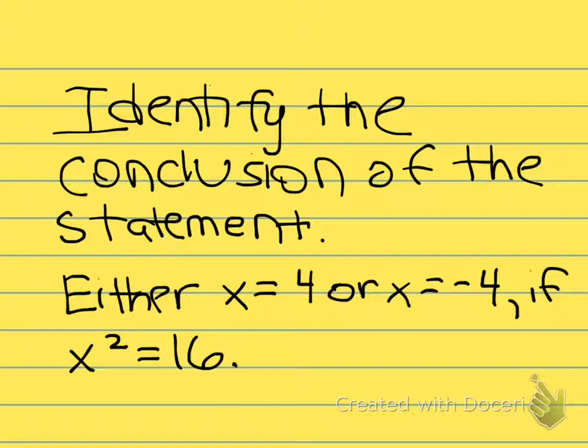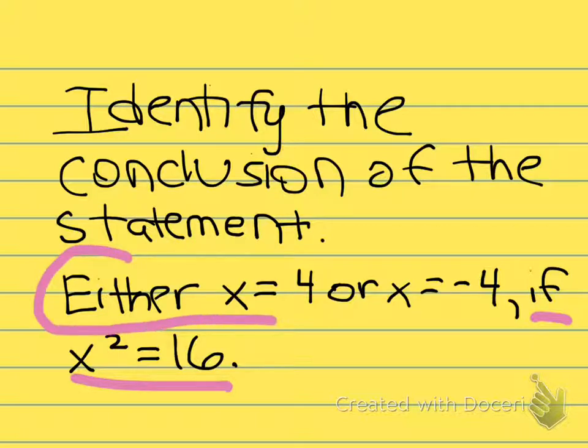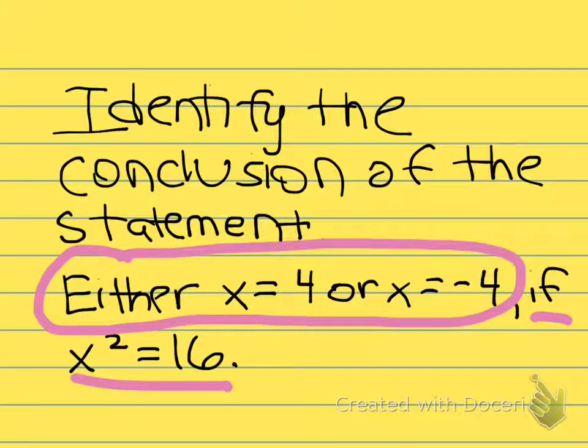Now we're asked to identify the conclusion of the statement. So think about an if-then statement. If you have an if-then statement, the if part is the hypothesis and the then part is the conclusion. Here we have an if part, so we're assuming that the other part of the sentence is the then part. So the then part would be, in this case, either x equals 4 or x equals negative 4. So that's going to be considered our conclusion.